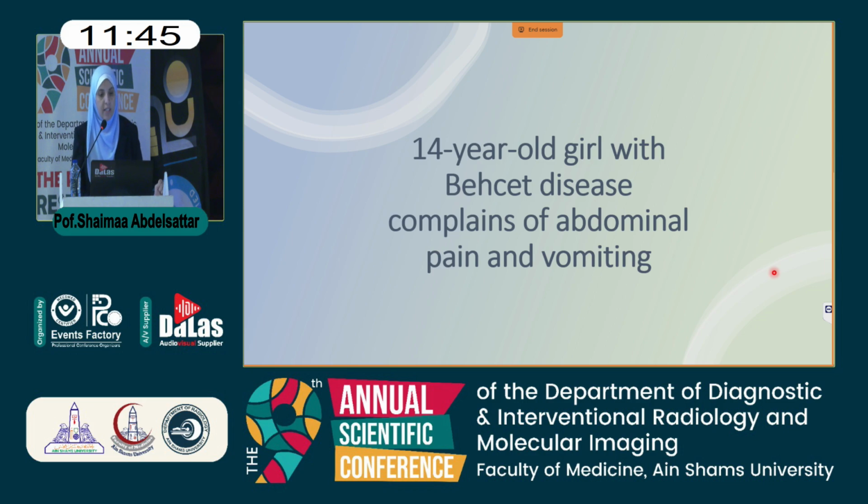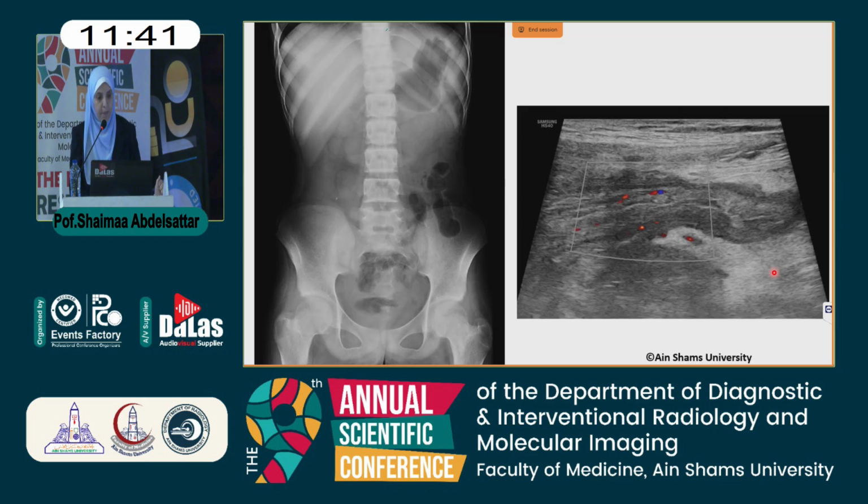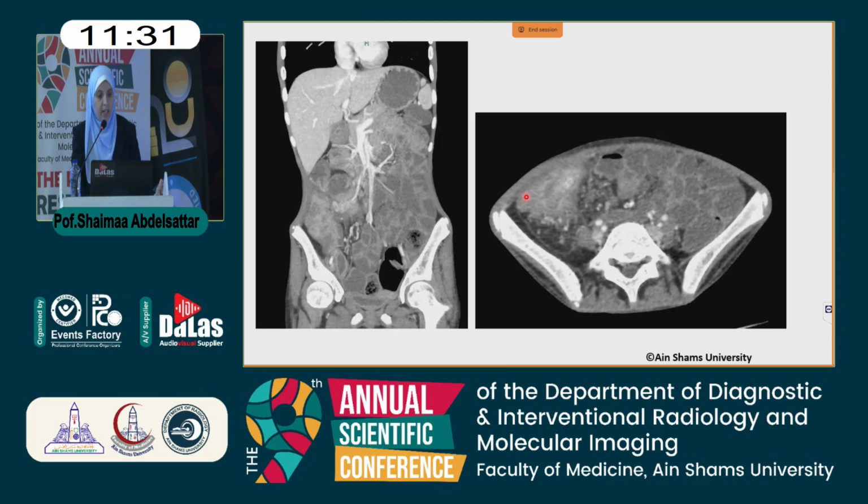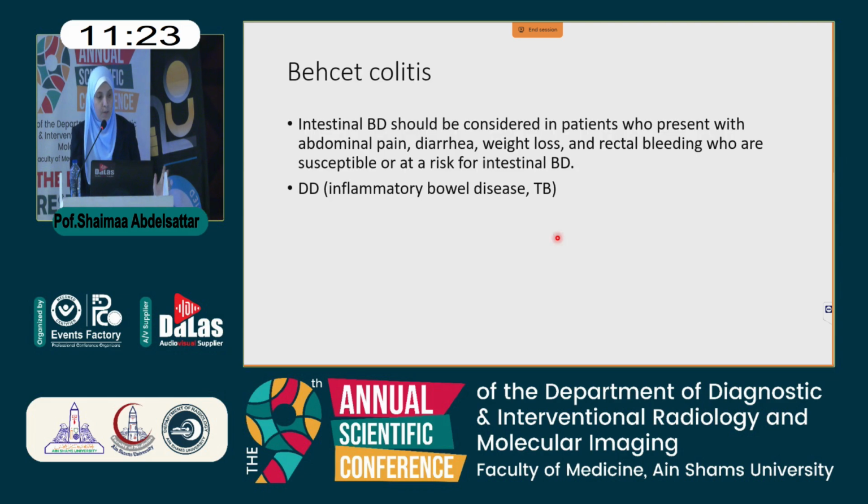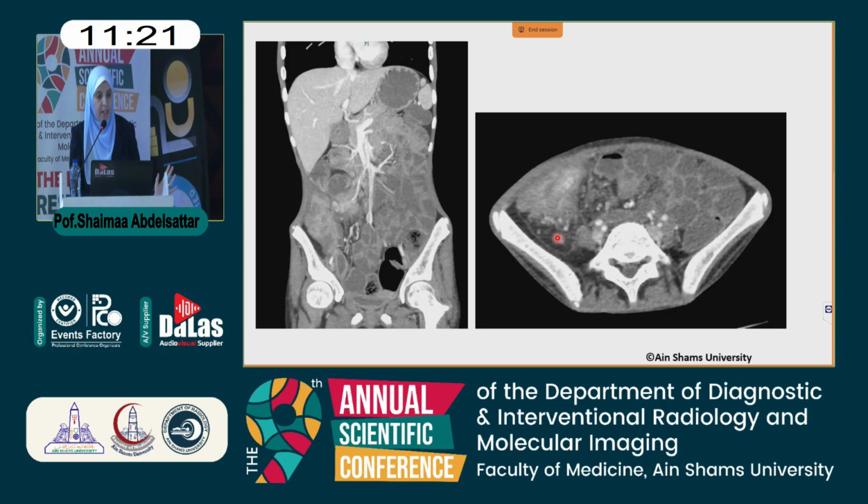Another case of a 14-year-old girl with Behçet disease complaining of abdominal pain and vomiting. This is a plain X-ray showing a plank area in the right iliac fossa, and ultrasound showing thickening and edema of the bowel loops in this area. And CT showing again thickening and enhancement of the cecum and terminal ileum in the right iliac fossa, with thickening of the peritoneum and fuzziness of the fat planes. This can be interpreted as terminal ileitis or another cause of inflammation.